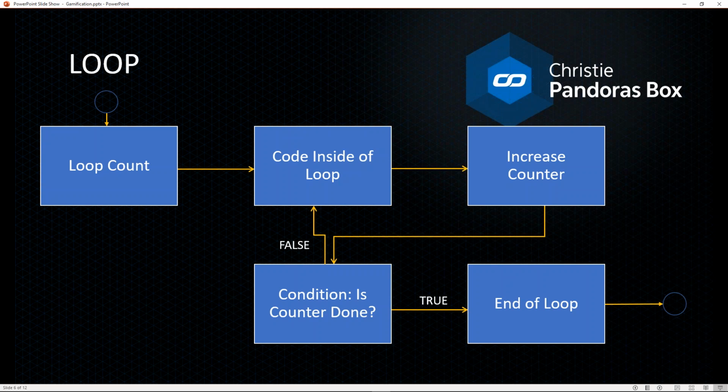We've also got loops. So we start with our loop. We declare the number of times we want to loop in the widget. We do the code inside of the loop. We increase the counter. We see if we've counted enough. If we have, we finish. If we don't, we continue with the loop. We do it over and over again.